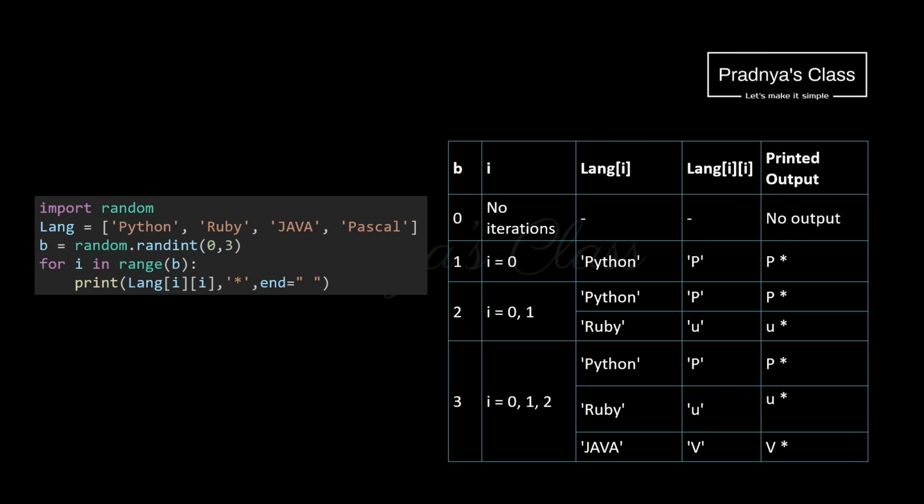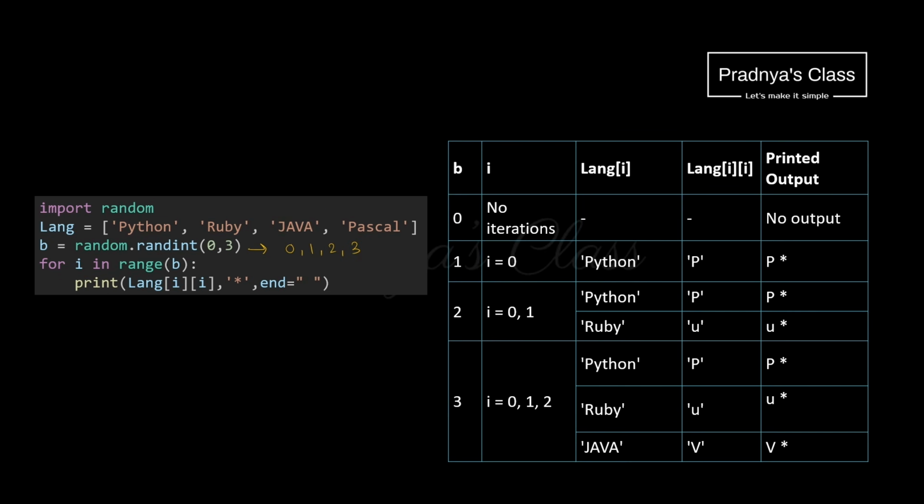Here is the dry run table. Let's try to understand the code. The random module got imported and here is a list of strings. From the random module, we are using the randint function. It means this function will generate a number from 0 to 3 inclusive of both limits. Means we will get 0, 1, 2 and 3. In the for loop, the variable I will take the values in the range of B. With the help of the print statement, we are printing the character from the string. After the character, a star will get concatenated, and here is the end parameter, which is nothing but a space.